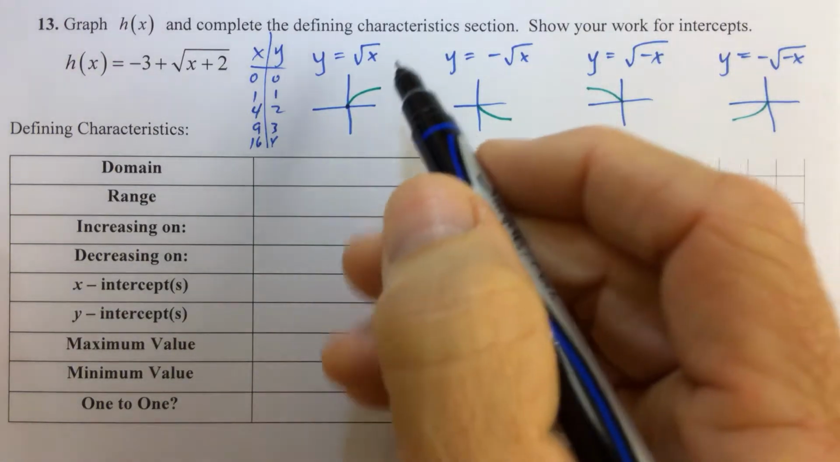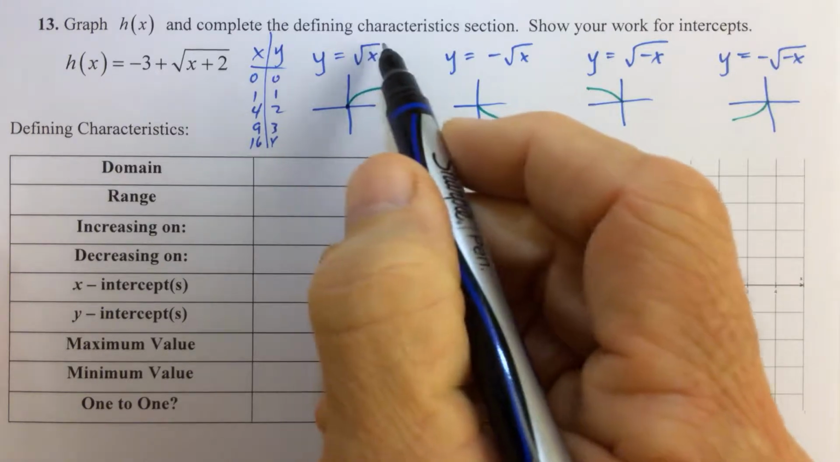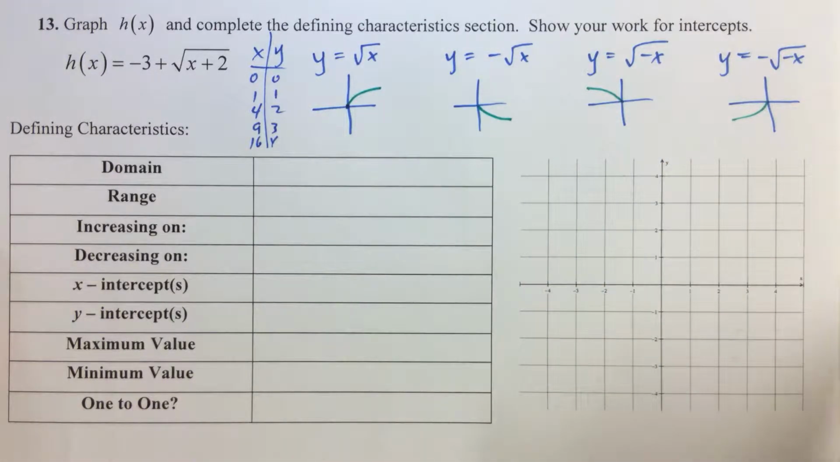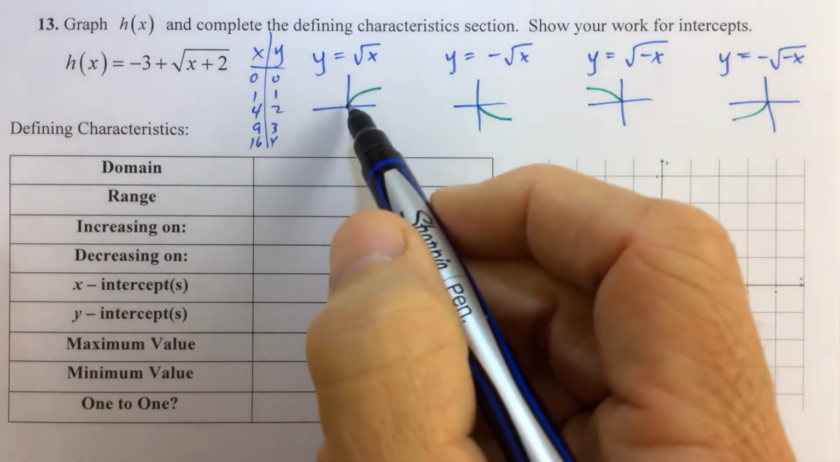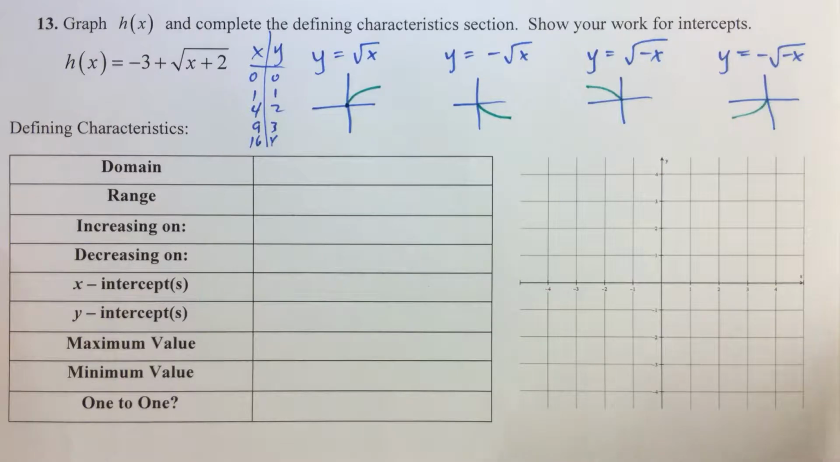And then we have a limited domain on these, because when we have the square root, we are not allowed to have any negatives under the square root. That's why we see the graph have a starting point, unlike some graphs that have a domain of all real numbers.